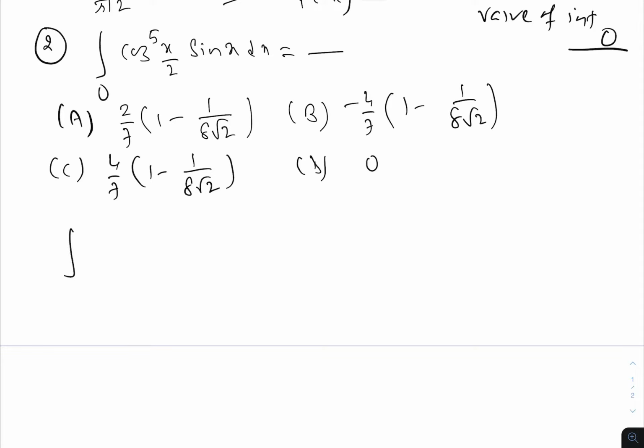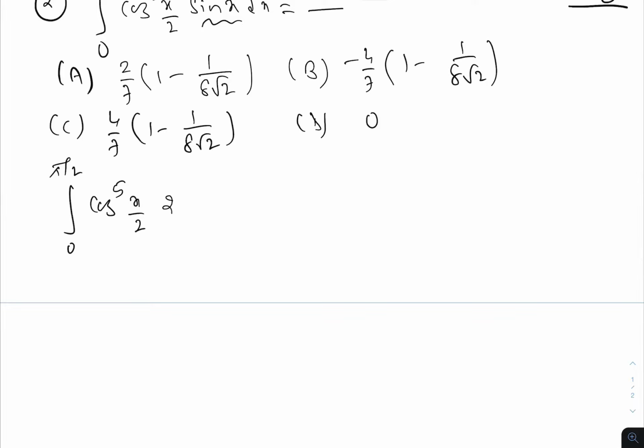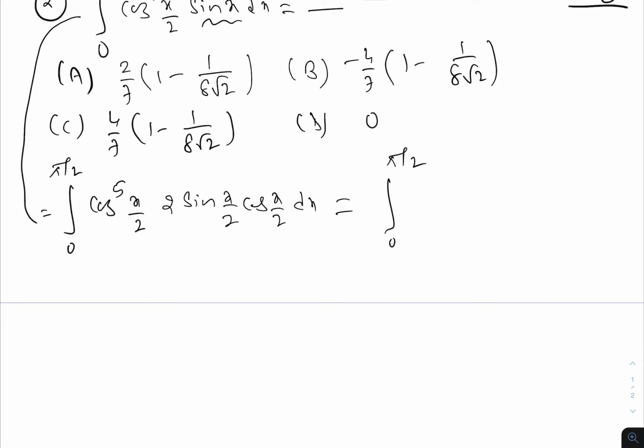Now this is the integration from 0 to pi by 2 of cosine power 5 (x by 2). Now this sin x, we can write as 2 sin (x by 2) cosine (x by 2) dx. And so we can have it like the integration from 0 to pi by 2 of cosine power 6 (x by 2) sin (x by 2) dx, and 2 is here.